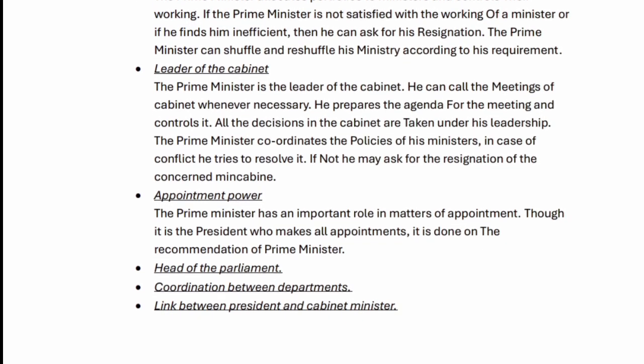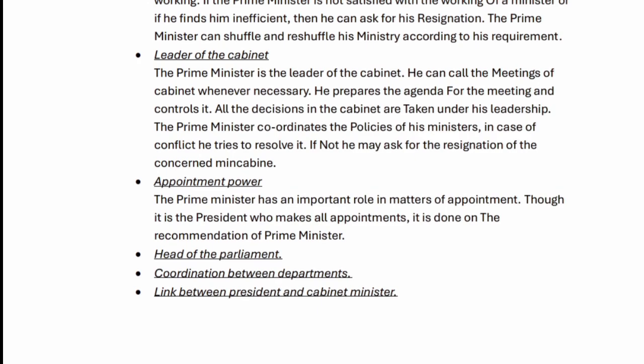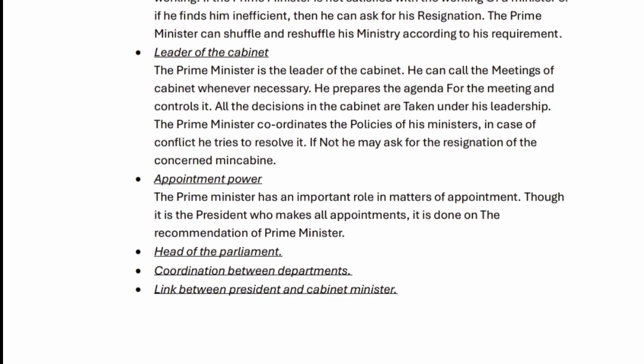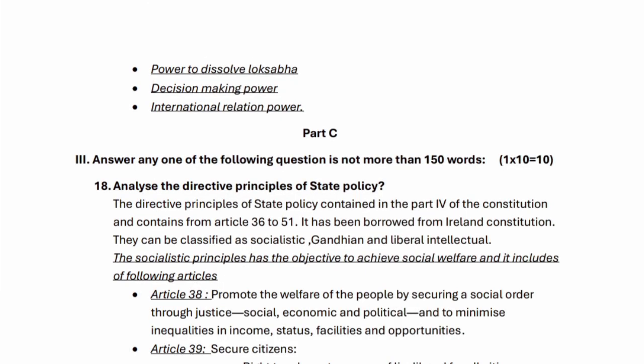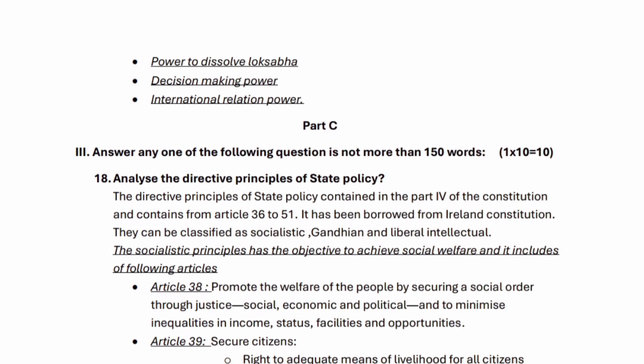Though it is the President who makes all appointments, it is done on the recommendation of the Prime Minister. Head of the Parliament. Coordination between departments. Link between President and Cabinet Ministers. Power to dissolve Lok Sabha. Decision-making power. International relations power.